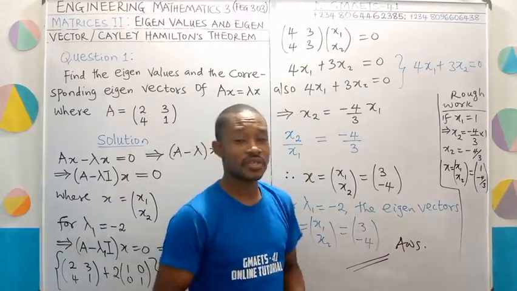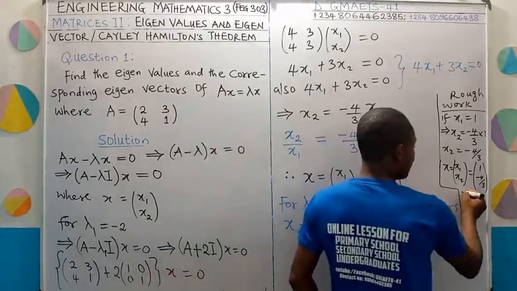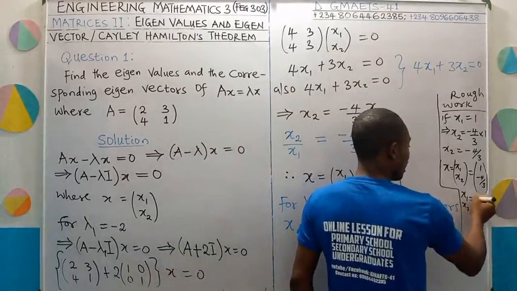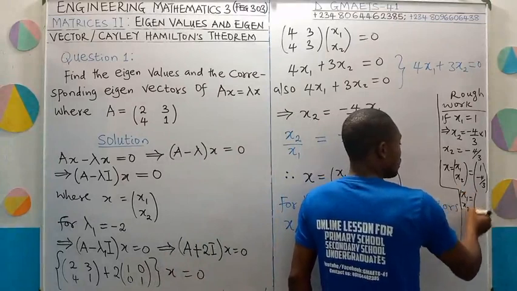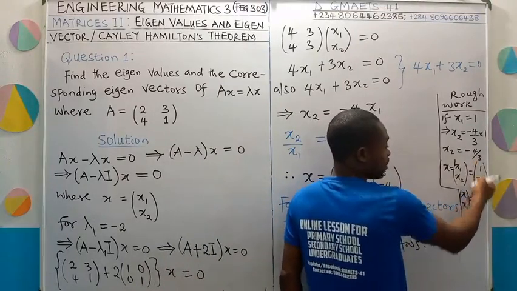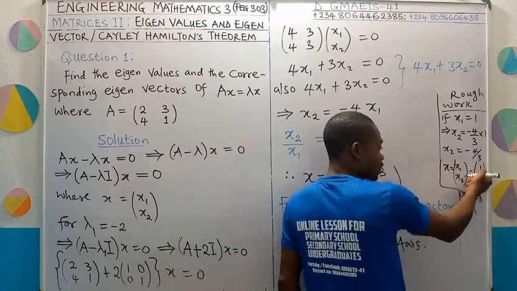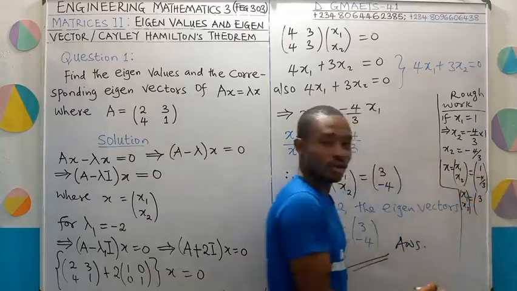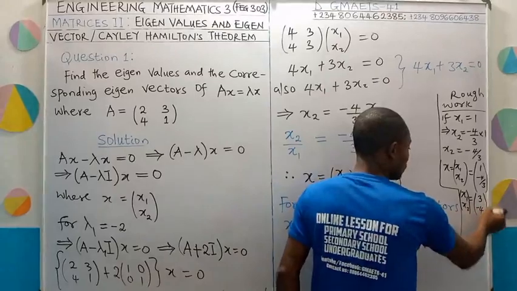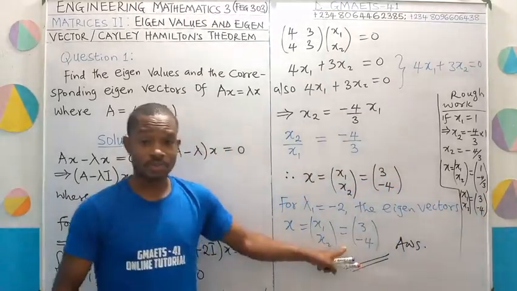And the denominator we have there is 3. If you multiply x1, x2 will now be equal to, if you multiply this 1 by this denominator 3, you get 3. And if you multiply this minus 4 over 3 by 3, you are going to get minus 4. So you see it is the same as what we obtained here.